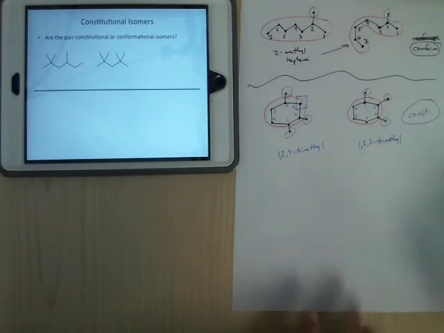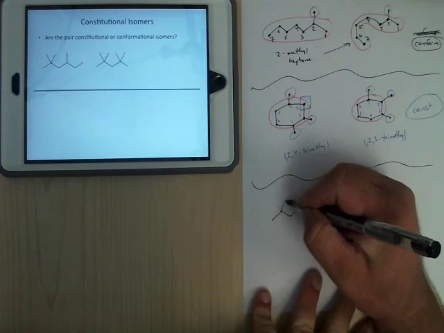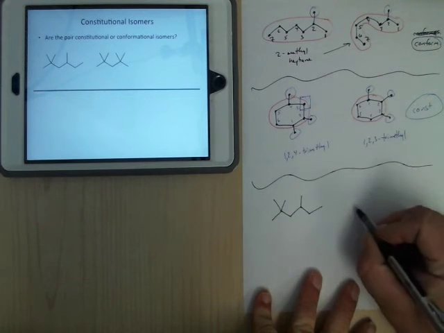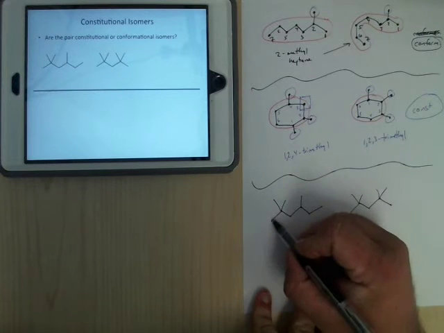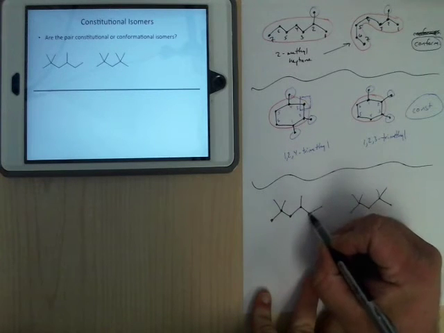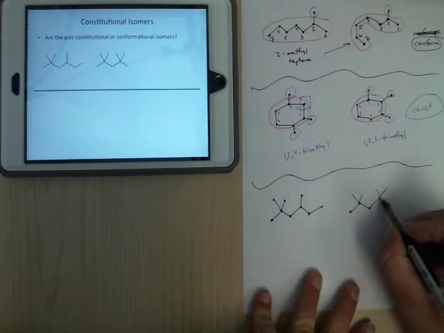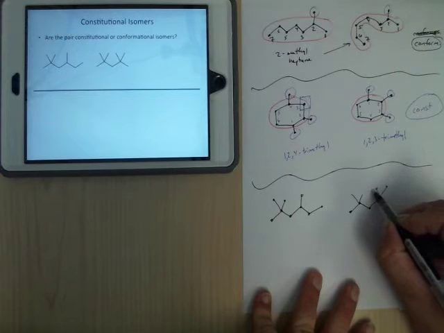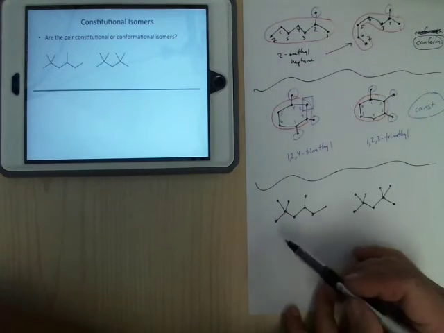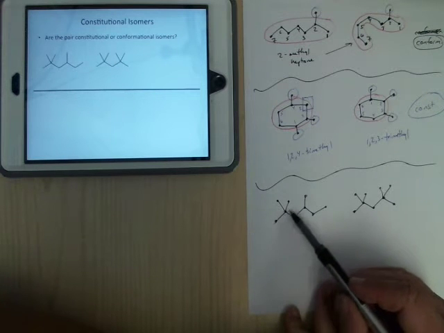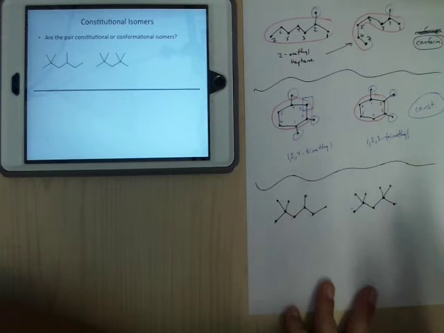Okay, so what about this one? Okay, we'll put in our dots for our carbons. Okay, so first step, got to figure out the right number of carbons, right? So 1, 2, 3, 4, 5, 6, 7, 8, 9. 1, 2, 3, 4, 5, 6, 7, 8, 9. Okay, so we're good there.